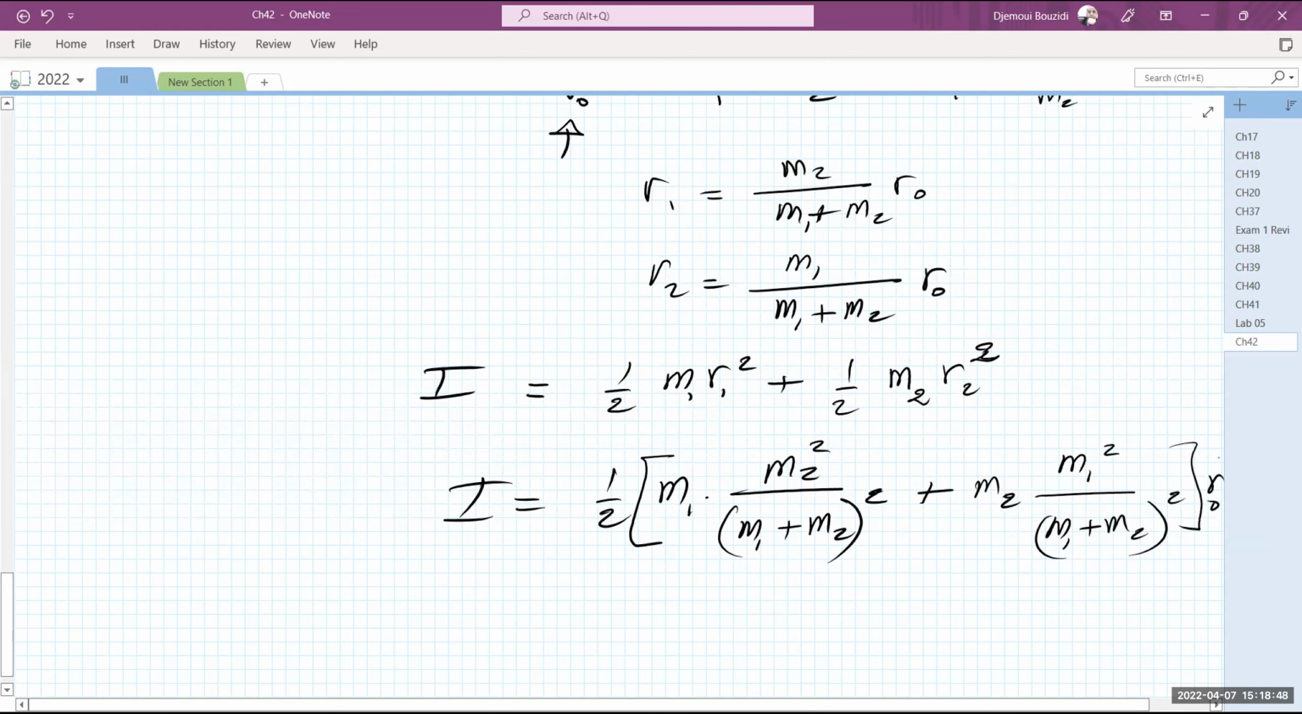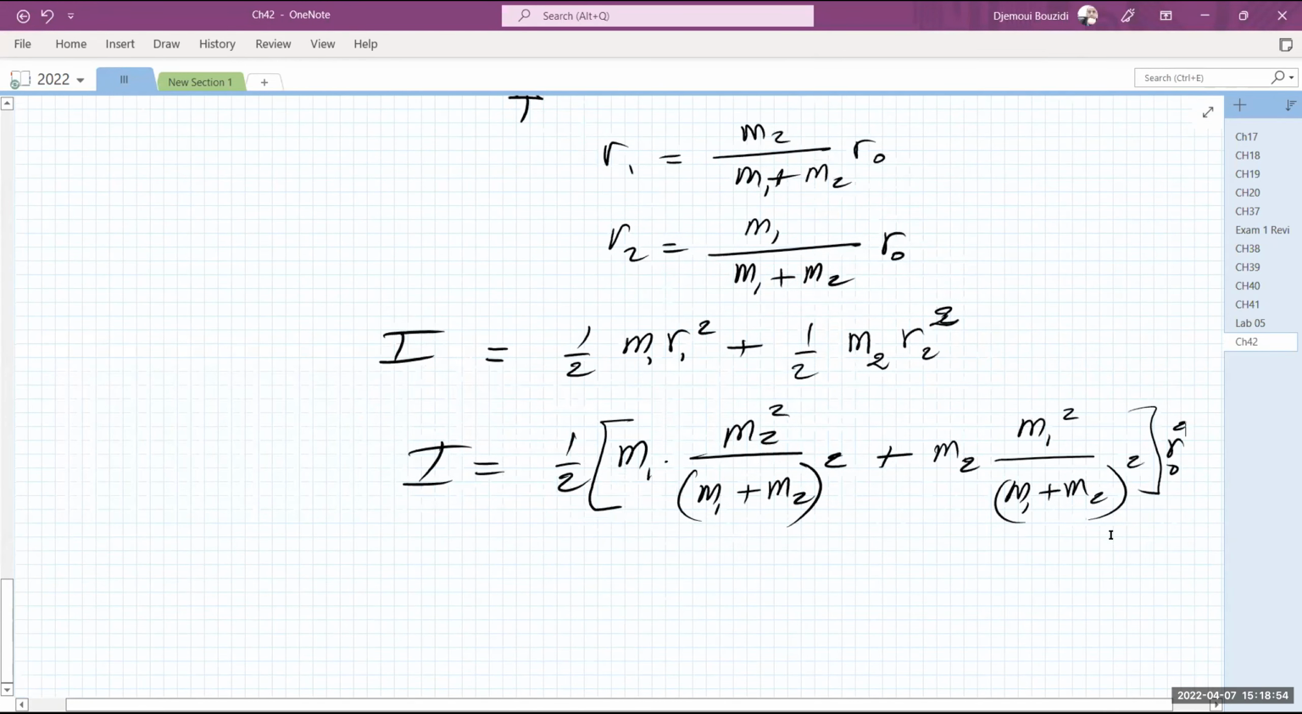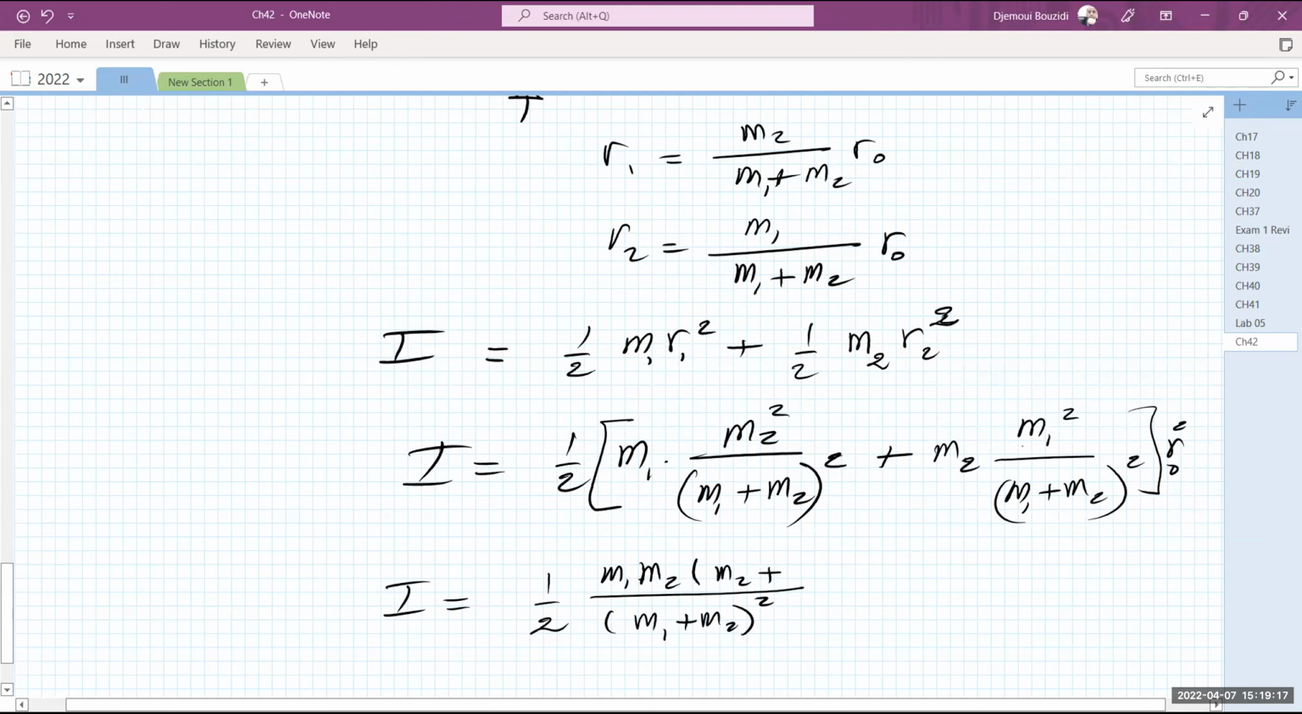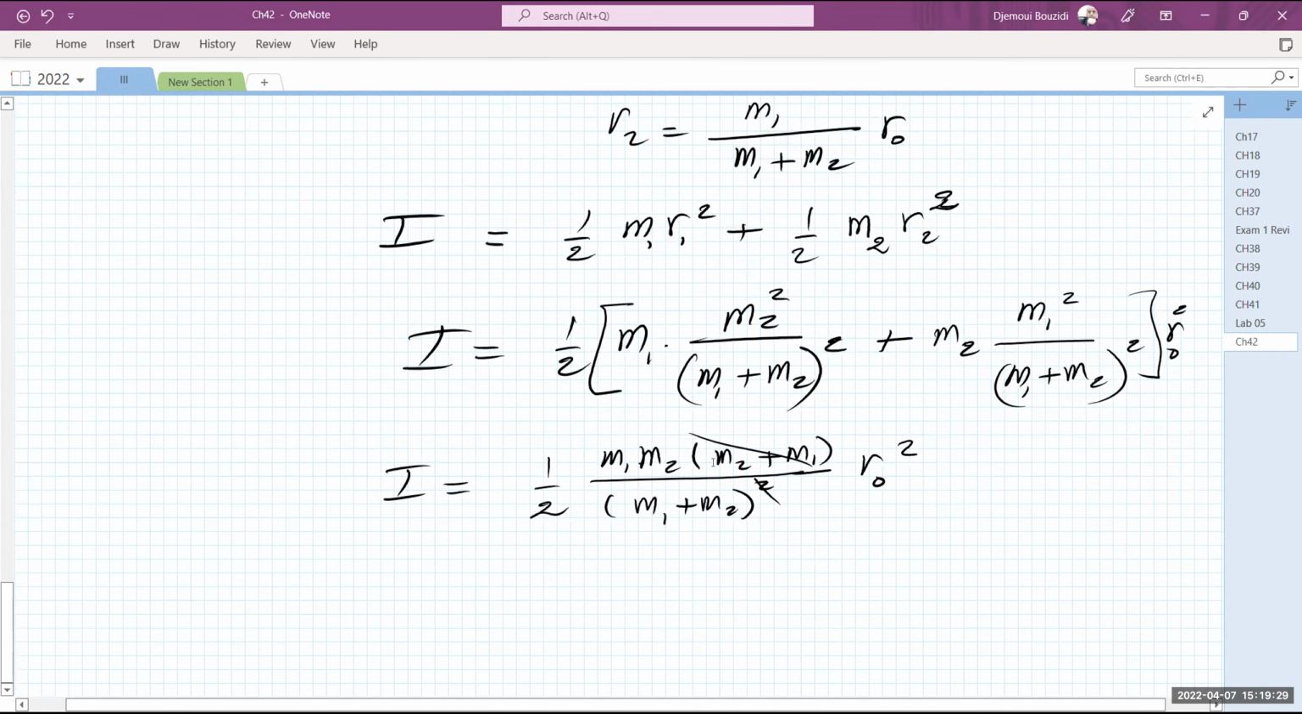It turns out that the denominator is common between them, so I could pull that out too. So basically, I have the answer: 1/2 times the common denominator, which happens to be (M1 plus M2) squared. And then in the numerator, I have M1 times M2 squared, and I have M2 times M1 squared, which has a common term M1 times M2. I'm left with an M2 from this side and an M1 from this side. And of course, times R naught squared. So we did that quickly. Obviously, one of these powers cancels the one term in the numerator, and I'm exactly at the reduced mass.